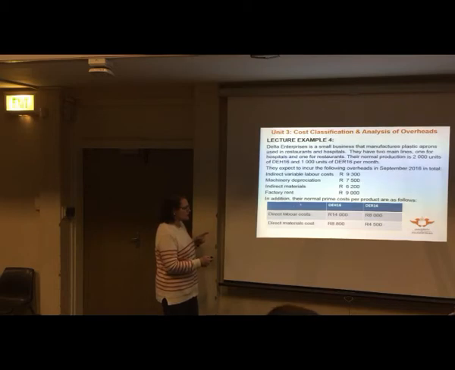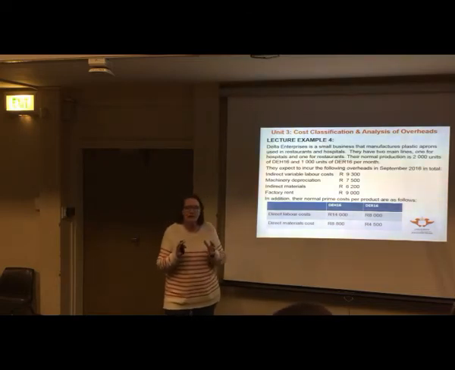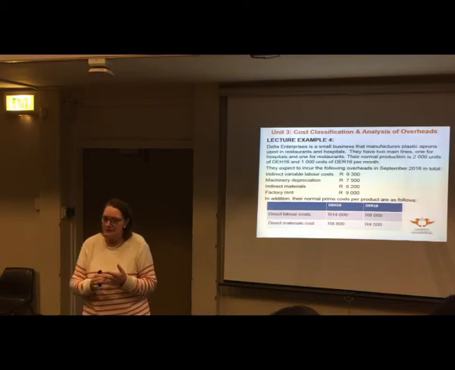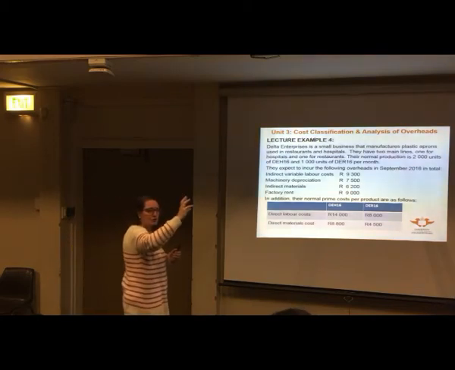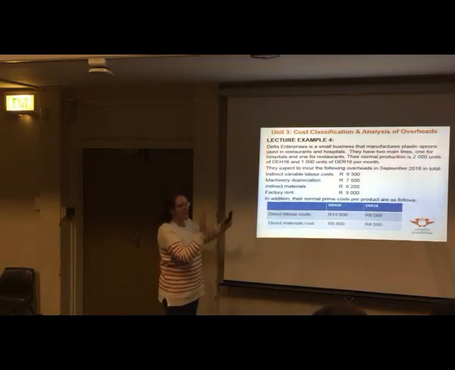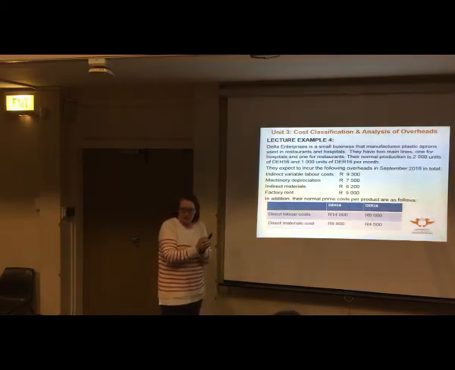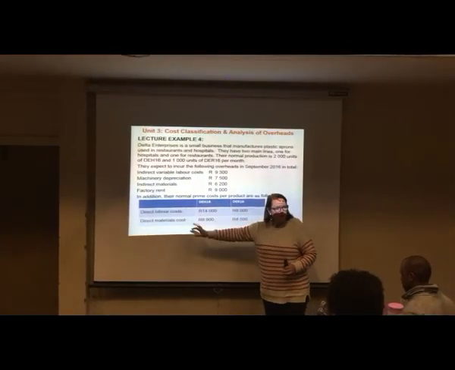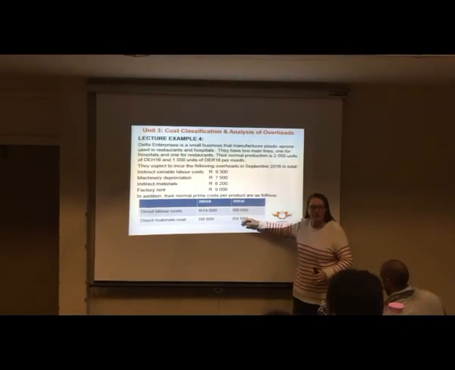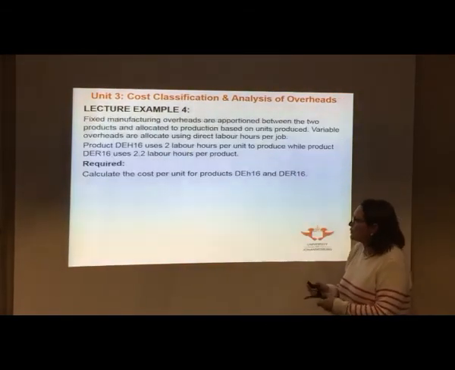Then in addition, you must allocate the direct labor and the direct materials. And remember, for each one, you need to calculate a cost per unit. So you're going to calculate your total costs per product, and then you're going to divide, in the case of DEH, by 2,000 to get a cost per unit, or in the case of DER, by 1,000 to get a cost per unit. You've got direct variable costs, which are these amounts that I've given you here. These amounts you simply allocate in full to the product.